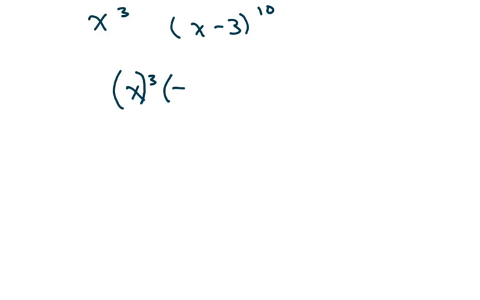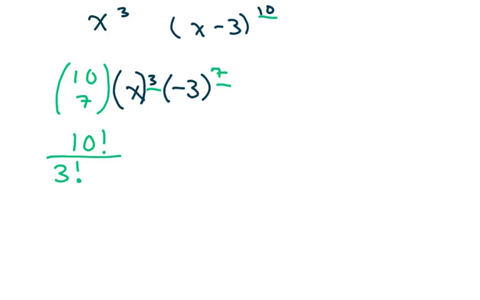Okay, the next one is the coefficient of x cubed in the expansion of x minus 3 to the 10th. So again, I need x cubed. So my A is x, my B is negative 3. Since it's to the 10th, I know this has to be 7. So I'm going to write this as 10, 7. Or you could just write 10 factorial, and then I just match this up. 3 factorial times 7 factorial, x cubed times negative 3 to the 7th.